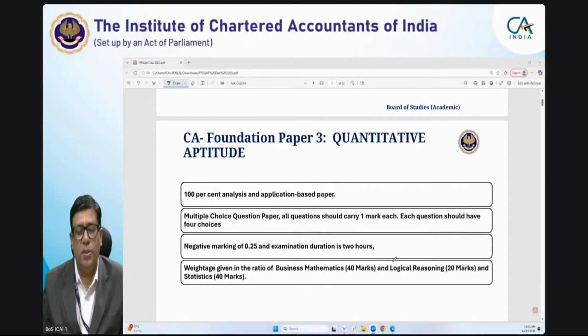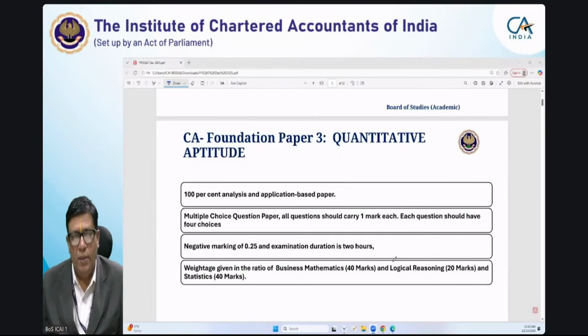All questions carry 1 mark each. Each question has 4 choices, out of which you have to mark one correct answer only. If you mark a wrong answer, there will be negative marking of 1/4 of the mark, and the examination duration is 2 hours.